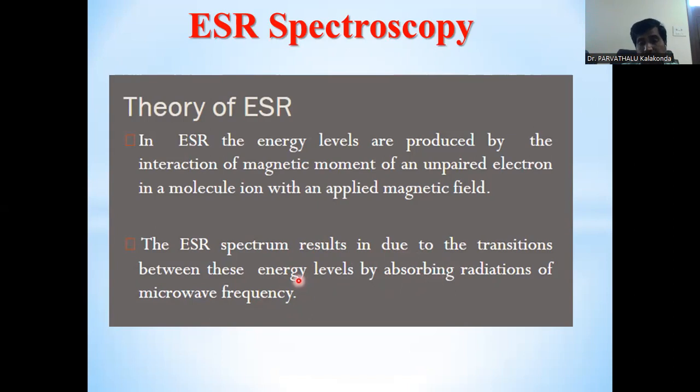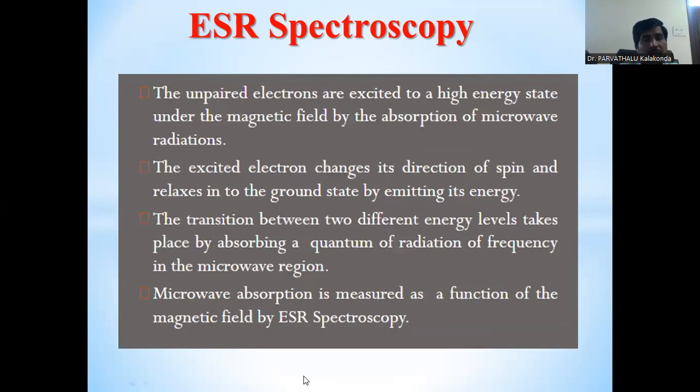But again, we are applying the external frequency, which causes the resonance condition. So you should know that resonance condition. Again, you should know that because of the unpaired electron only we are able to see the resonance, and the excited electron changes its direction of spin. So when you apply the frequency, immediately what happens? The excited electron changes its direction and reaches the ground state by emitting the energy.